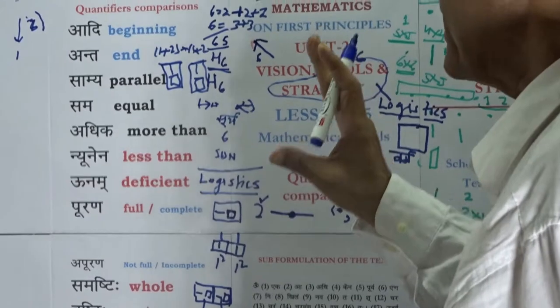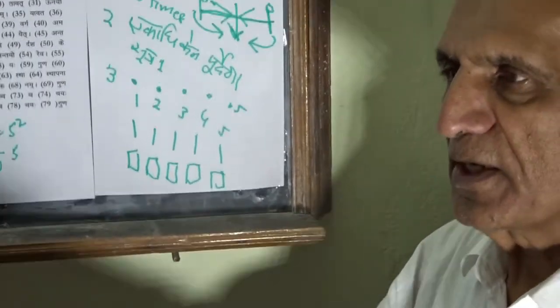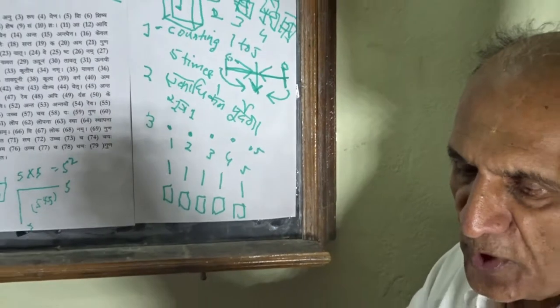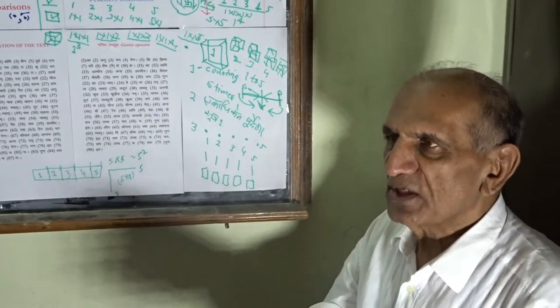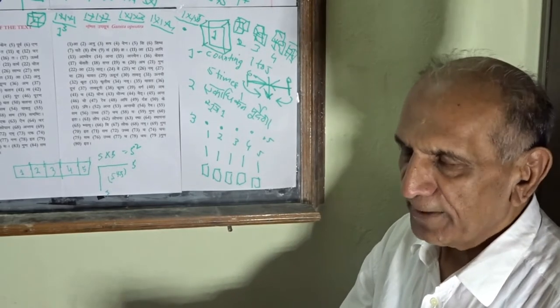Now, let us today revisit the text of Ganita Sutras and Ganita Upasutras. Let us recapitulate that Ganita Sutras and Ganita Upasutras are 16 sutras and 13 Upasutras, making it a value of 29.